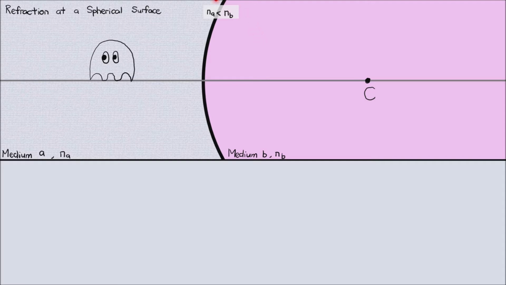Since there are two different mediums, there's a boundary where you go from one medium to another medium. Based on this situation here, the index of refraction for medium A is smaller than the index of refraction for medium B. Now we place our object in medium A and try to see what kind of image should be formed due to refraction at this spherical surface.